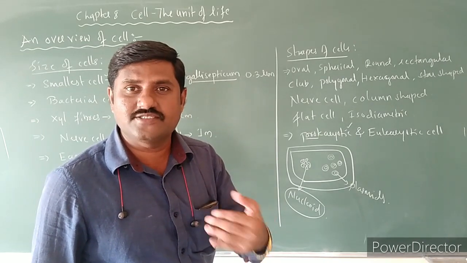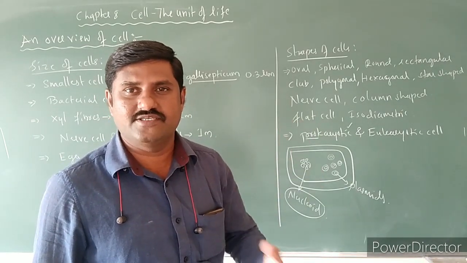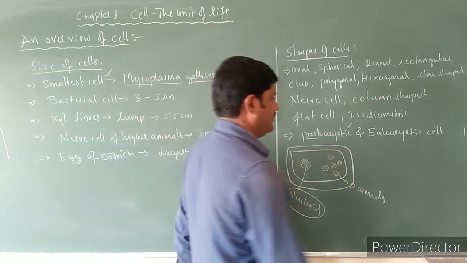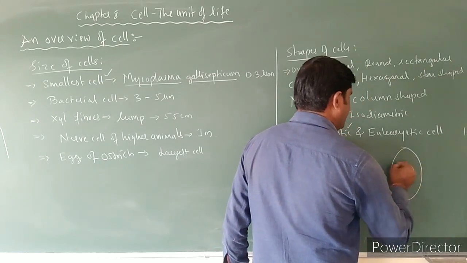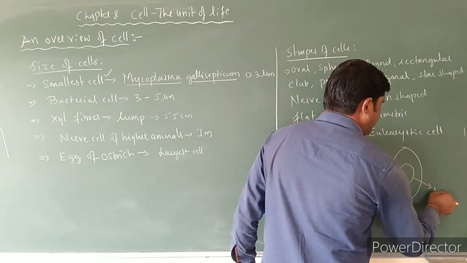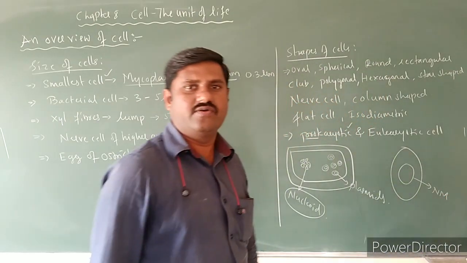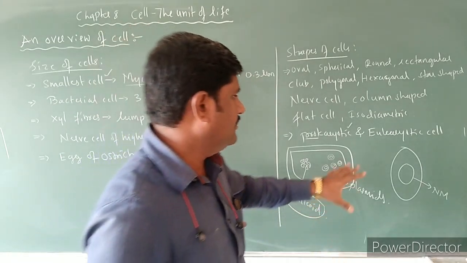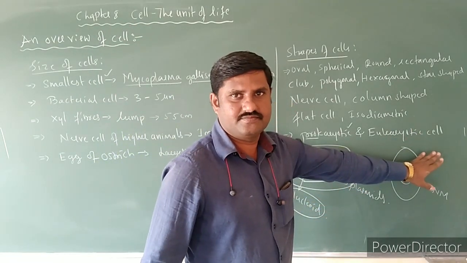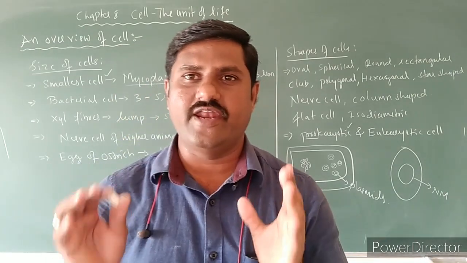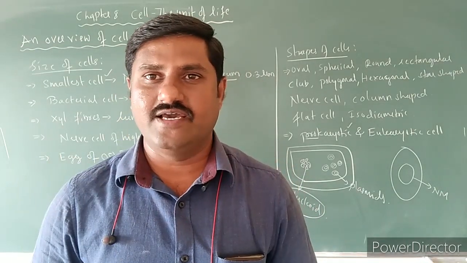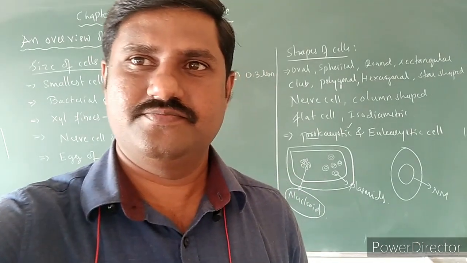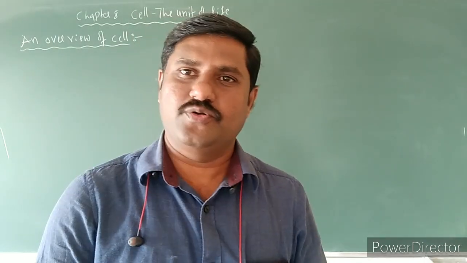Eukaryotic cell means eu means true, karyon means nucleus. True nucleus having cells are known as what? Eukaryotic cells. See here, this is one animal cell, this is the nucleus. Nucleus has a definite nuclear membrane around it. Hence that kind of nucleus is said to be a true nucleus. So these are eukaryotic cells. Right? Shall we start with the prokaryotic cell now? So in detailed manner, let us go through the structure of prokaryotic cell now itself. Yes, let us start with the prokaryotic cell.